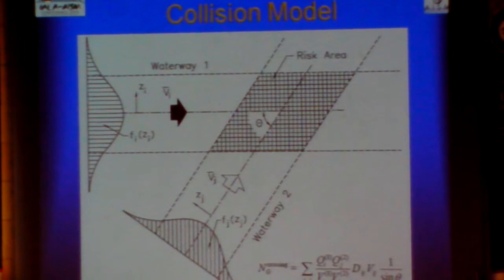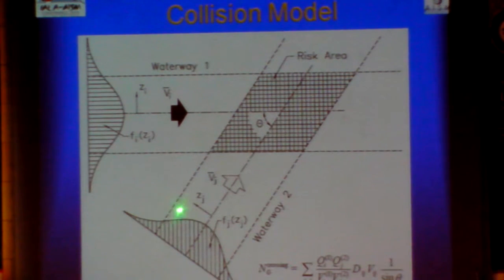Similarly, in a crossing situation, the ships are distributed like this, and they come into this area, and there's a certain area here, a geometrical area, where they possibly can collide. And depending on the size of the ship, the length of the ship, and the speed of the ship, the probability of meeting is different.